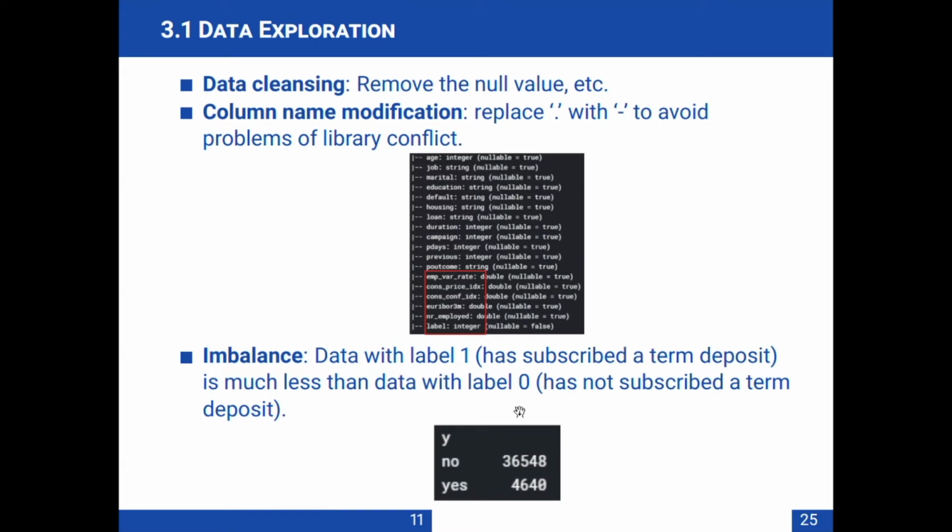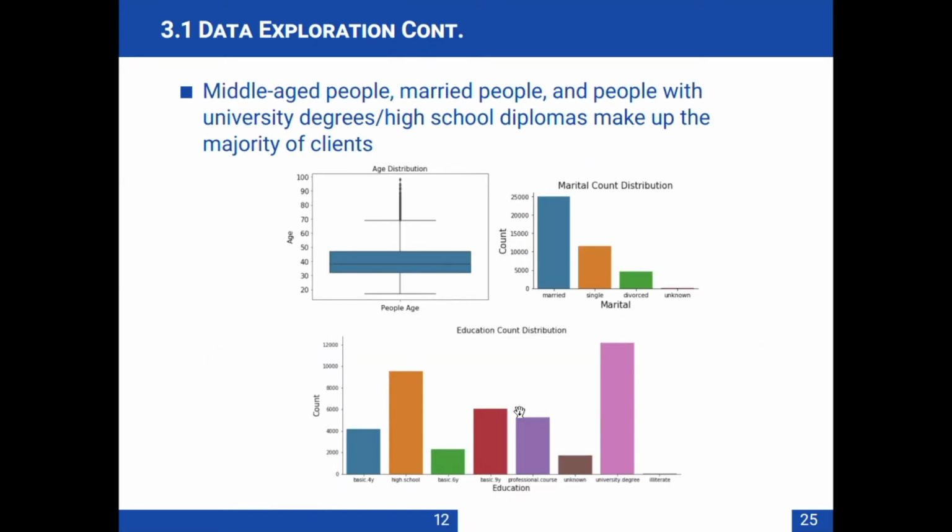By the observation of some attributes, we also draw a conclusion that middle-aged people, married people, and people with university degrees or high school diplomas make up the majority of clients.